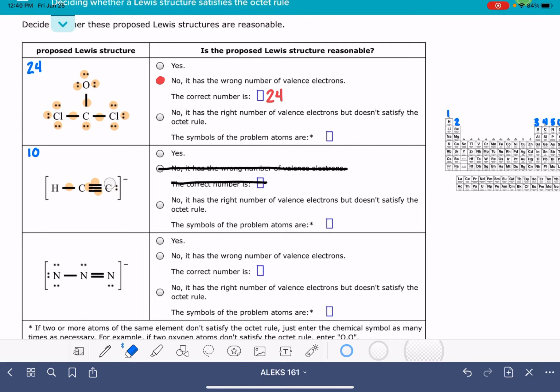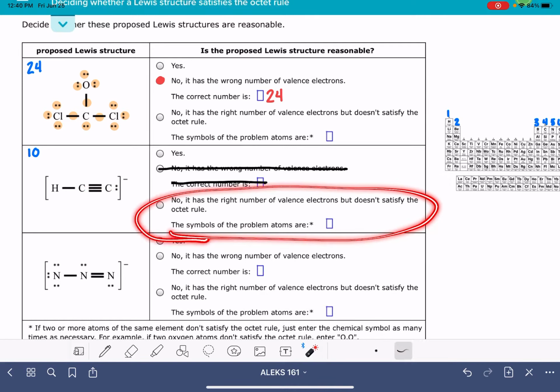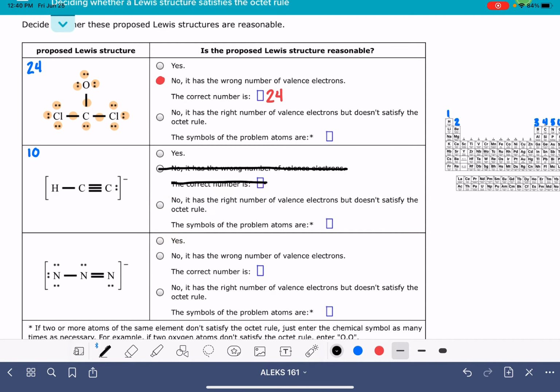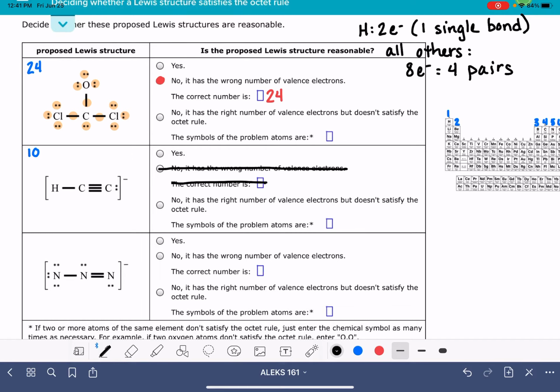The next thing that we should consider is this possibility in terms of satisfying the octet rule. The octet rule says that hydrogen wants to have 2 electrons around it. In terms of hydrogen, that just means that it needs to have 1 single bond. That's really the only option that we're ever going to see for hydrogen. And all of our other atoms, so everything other than hydrogen, they want to have a total of 8 electrons, which will be in 4 pairs. And this is going to be some combination of bonds and lone pairs. Double bonds count as 4 electrons or 2 pairs. Triple bonds count as 6 electrons.